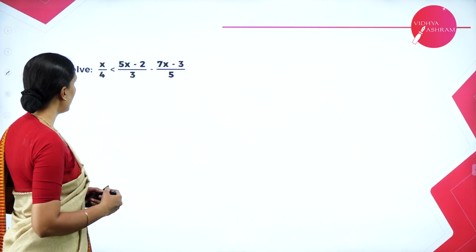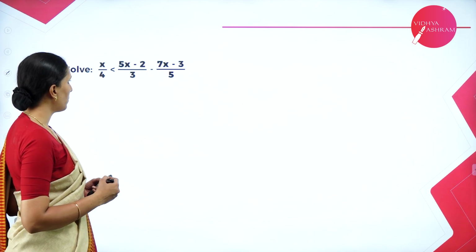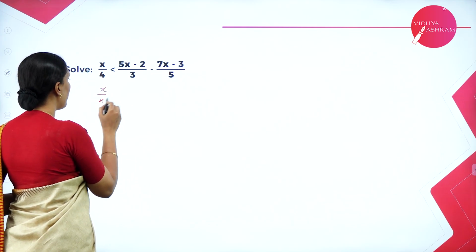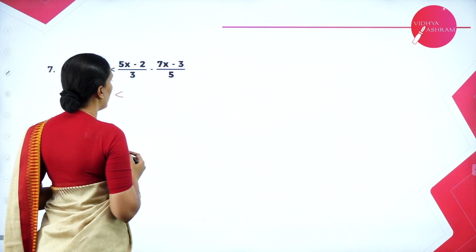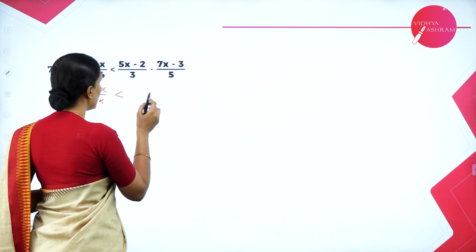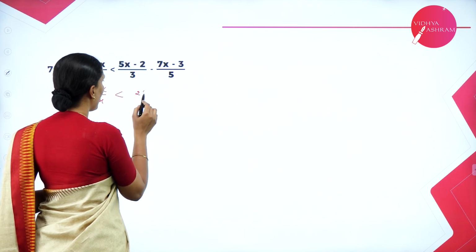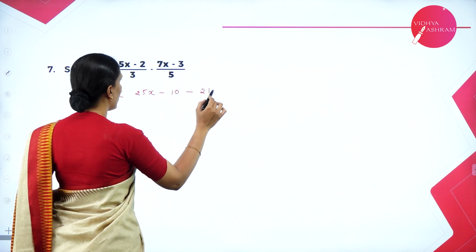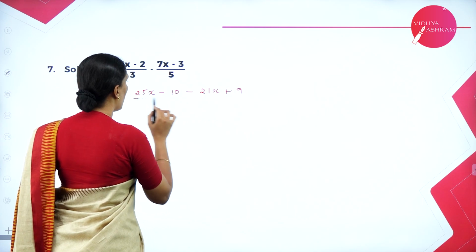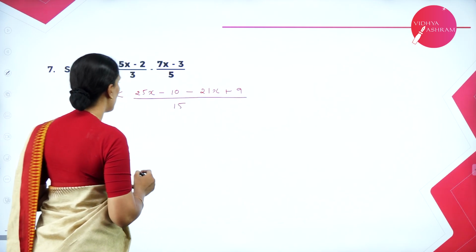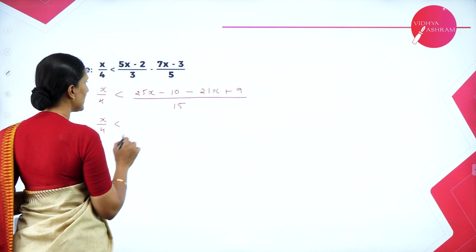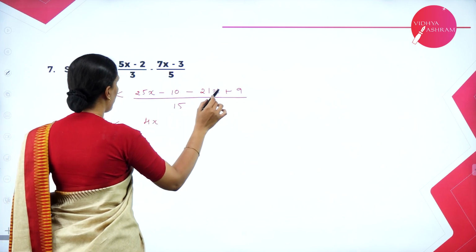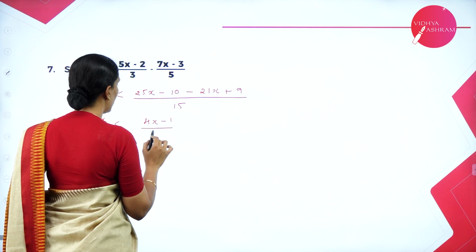Next question, x divided by 4 less than (5x minus 2) by 3 minus (7x minus 3) by 5. So let us keep this as it is and we'll simplify the right hand side. By taking the LCM here and cancelling this, we'll get 25x minus 10 minus 21x plus 9 whole divided by 15. So now x divided by 4 less than, 25x minus 21x is 4x, minus 10 plus 9 is minus 1, divided by 15.